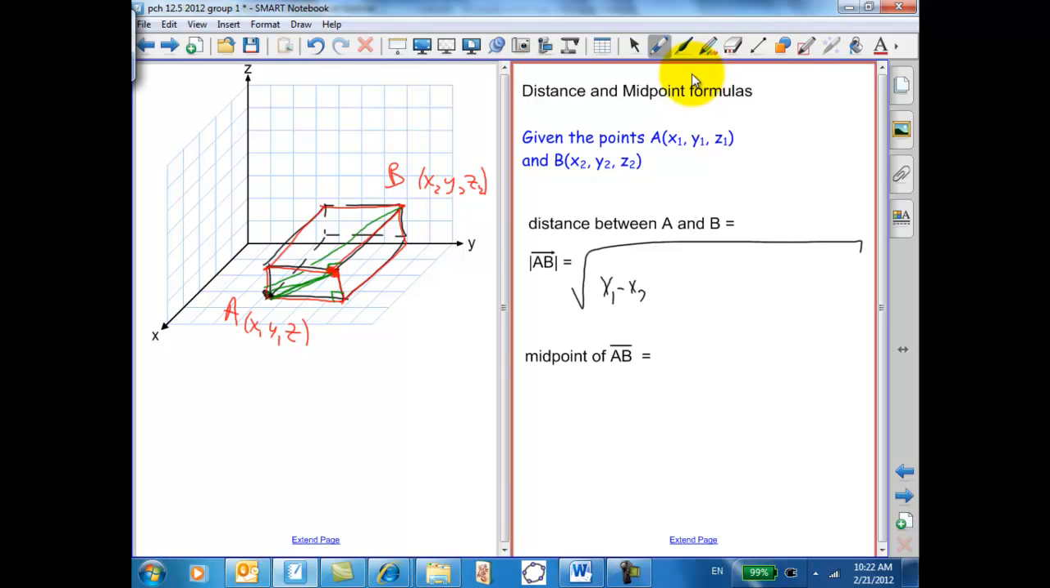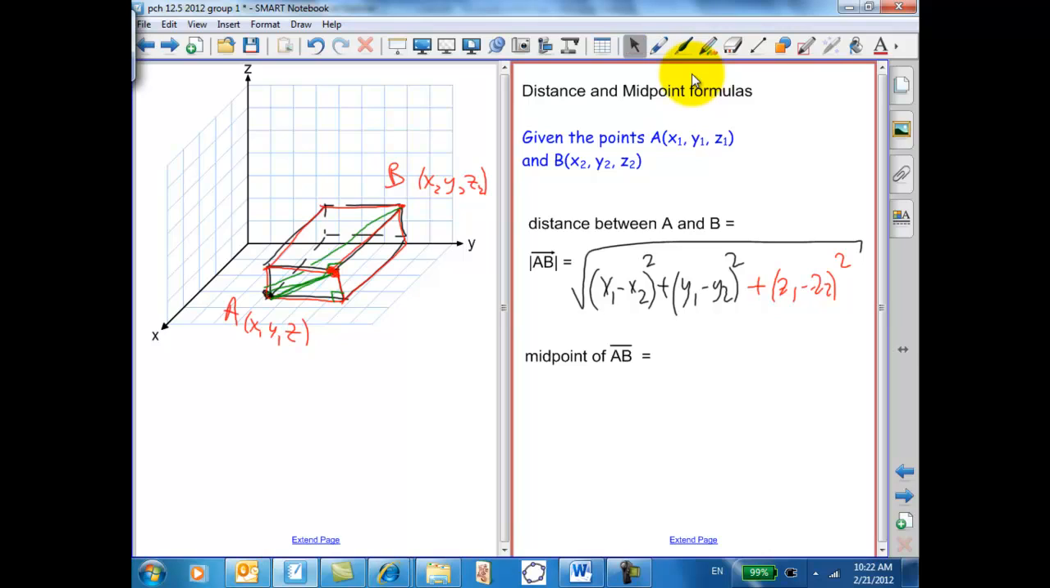x1 minus x2 squared plus y1 minus y2 squared. And now, just don't forget the z's. z1 minus z2 squared. Okay? And that's your distance formula between 2 points.